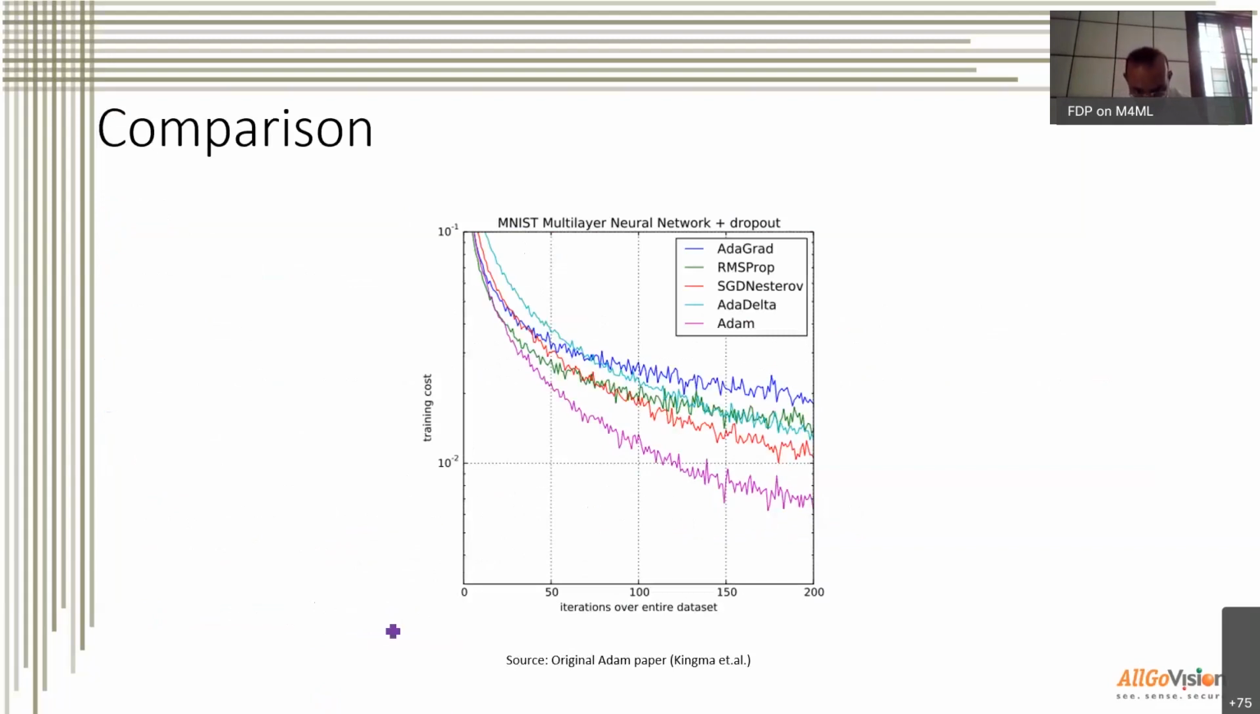If you look at the iterations over the entire data set and how the training cost behaves, overall Adam seems to have much better performance compared to Adagrad. This is the green one, this is RMSprop. The light green is another method which I have not covered, called Delta. And this is SGD with Nesterov momentum. The bottom one is the Adam method.